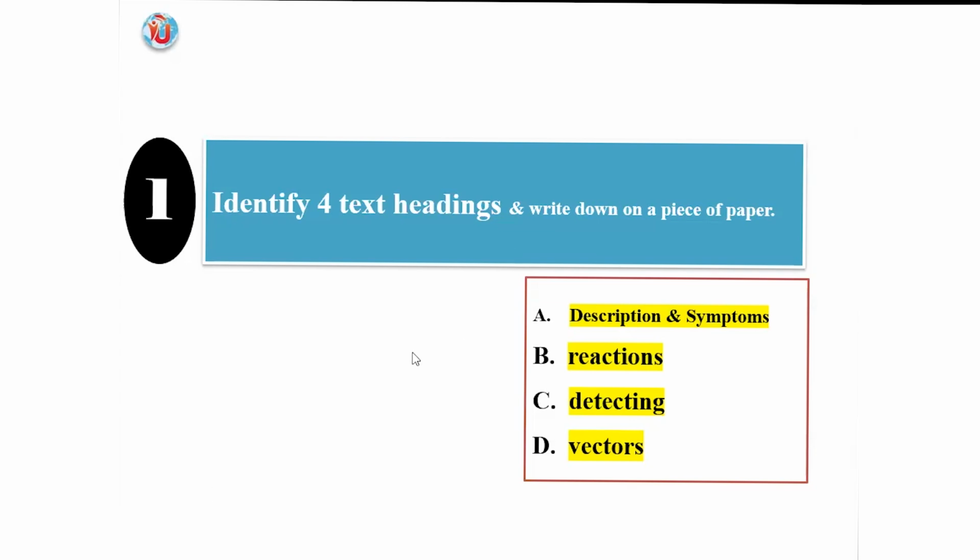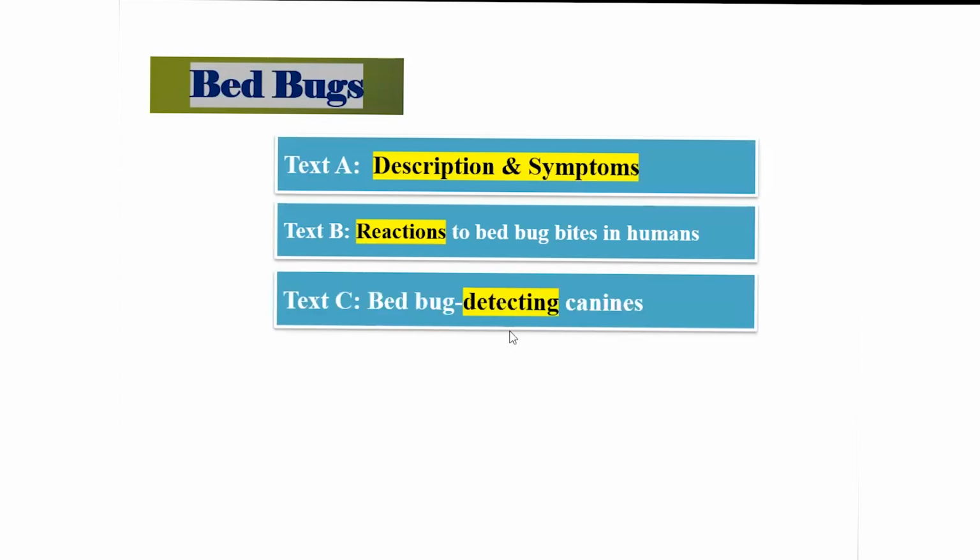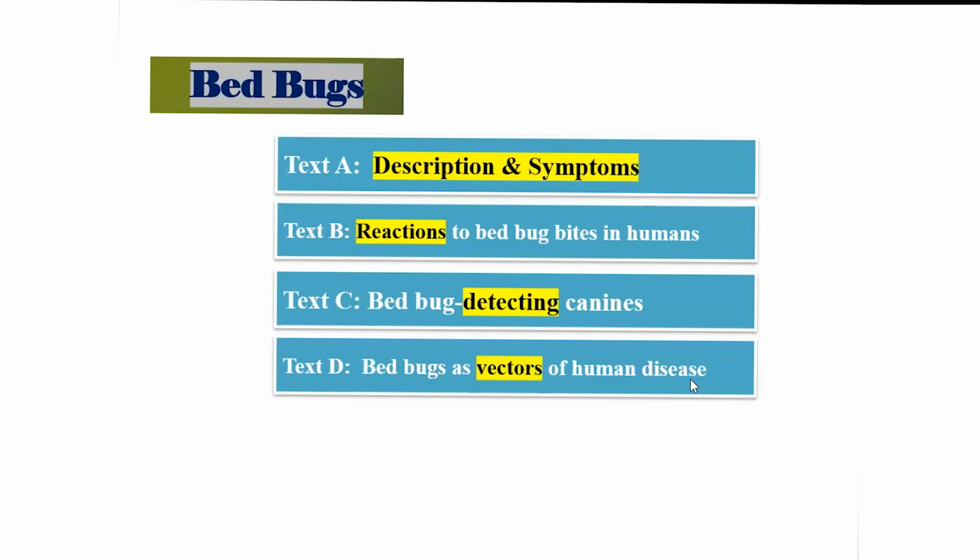So I have given the headings as description and symptoms for text A. For text B, it is the reactions. For text C, detecting. And text D, vectors. For reading part A of bedbugs, text A is the description and symptoms. Text B, reaction to bedbug bites in humans. Text C, bedbug detecting canines. Text D, bedbugs as vectors of human disease. So I have just picked up the keywords and named it into 4 different columns.